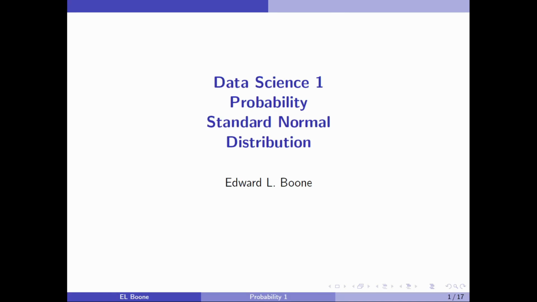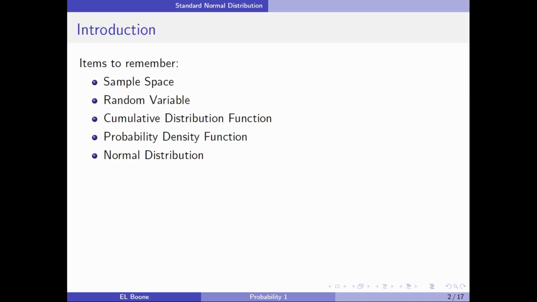Welcome to Data Science 1, Probability, Standard Normal Distribution. Things we need to remember: sample space, random variable, cumulative distribution function, probability density function, and the normal distribution.